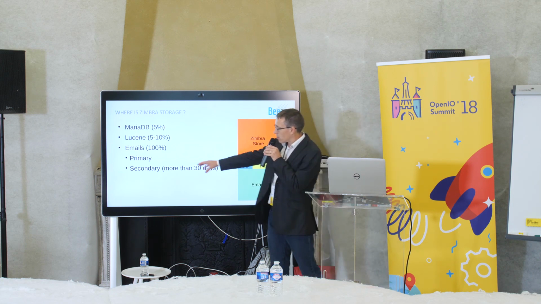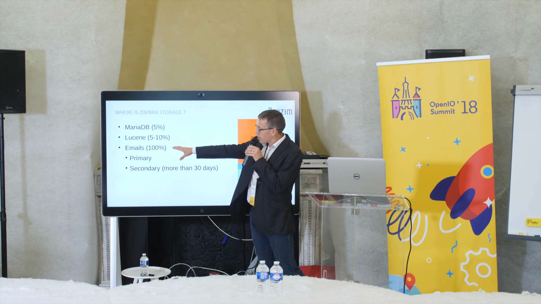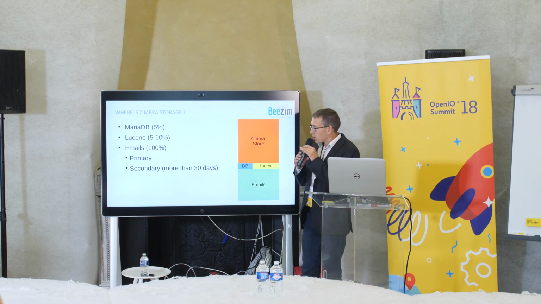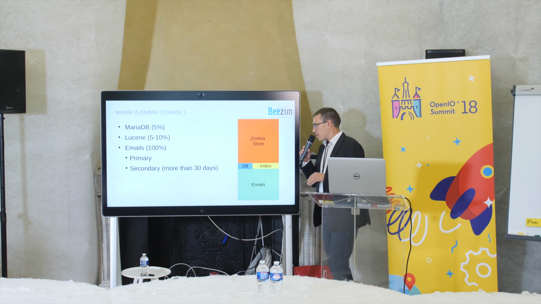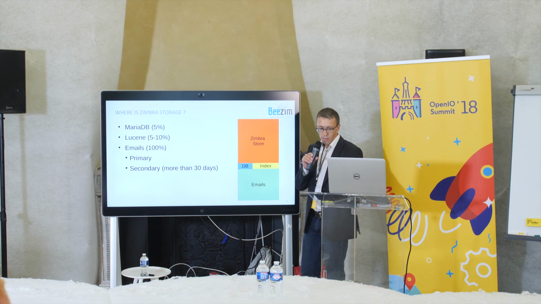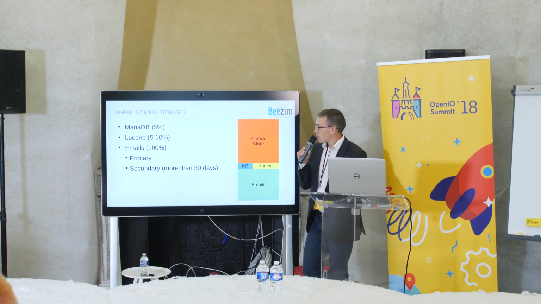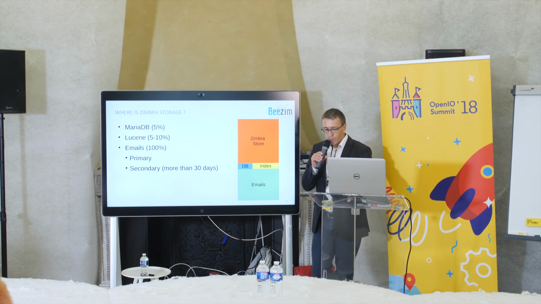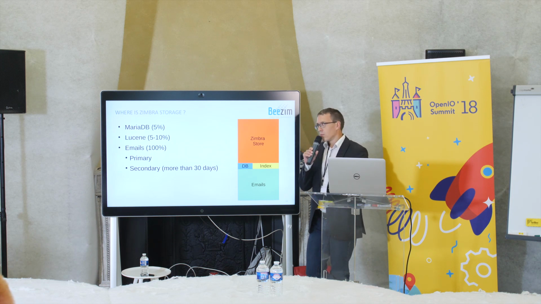And after that, we have all the emails. The emails are the major part of the storage. And we can separate the emails in 2 parts. The first part is the primary. It's emails that are less than 30 days. And the secondary part is for emails that are more than 30 days. We have 2 different storages for email because when we receive an email, nearly most of the time the email will be deleted.